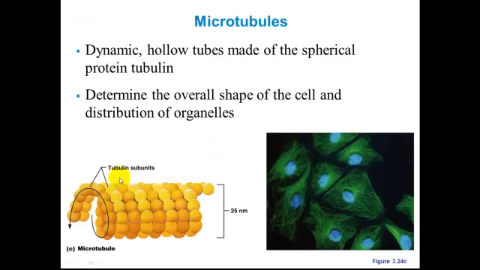So microtubules are made of a protein called tubulin. That tubulin subunit creates basically a spiral. These are approximately 25 nanometers. A nanometer is 1/1000th of a millimeter. So these are far beyond what you can see with the naked eye. Here we have a staining that shows you the nucleus in blue, and then these would be the microtubules surrounding it. These give the overall shape of the cell and the distribution of the organelles.